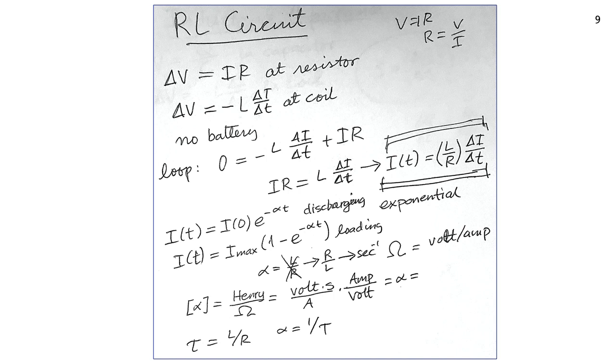Volt second per amp. And let's see, V equals IR. So R is V over I. So volts, I always have to look up ohms. So ohms are volts per amp. So 1 over ohm is amps per volt.